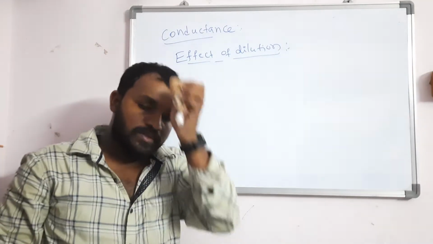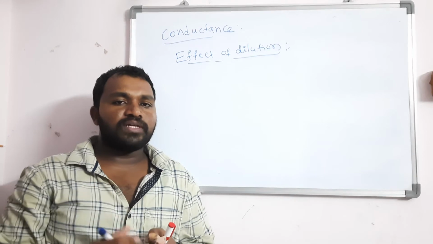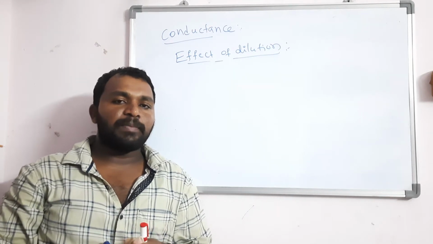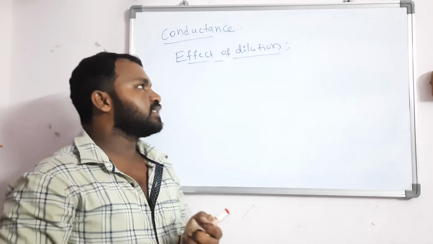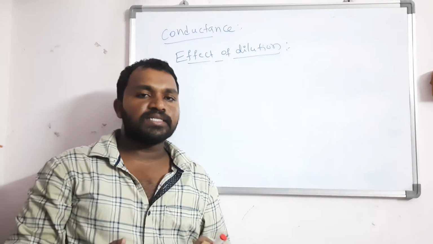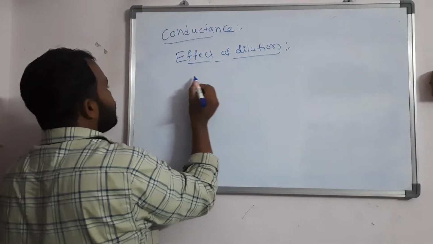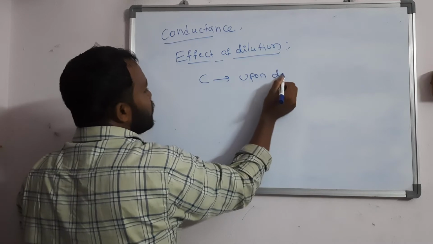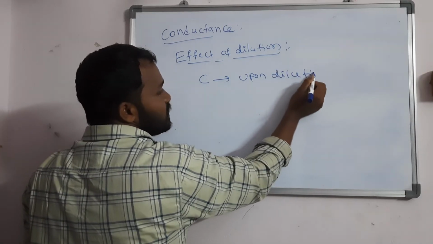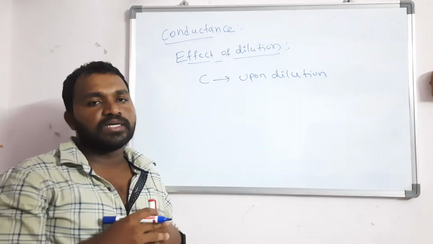So first listen to the statement. Upon dilution, degree of dissociation increases. That means the number of ions increases, hence conductance increases. So the statement is for conductance. Upon dilution, degree of dissociation increases, then the number of ions present in the solution increases.